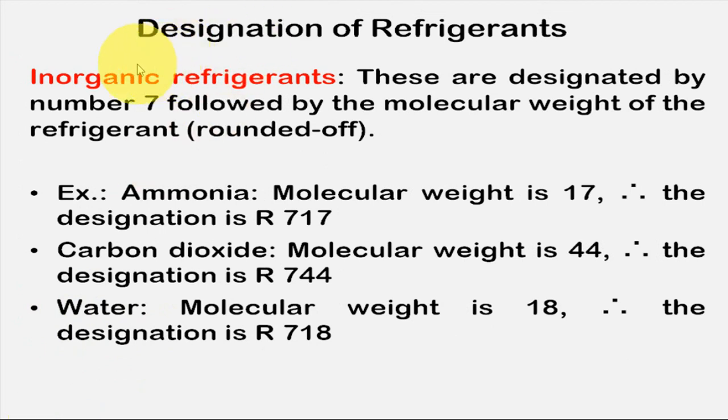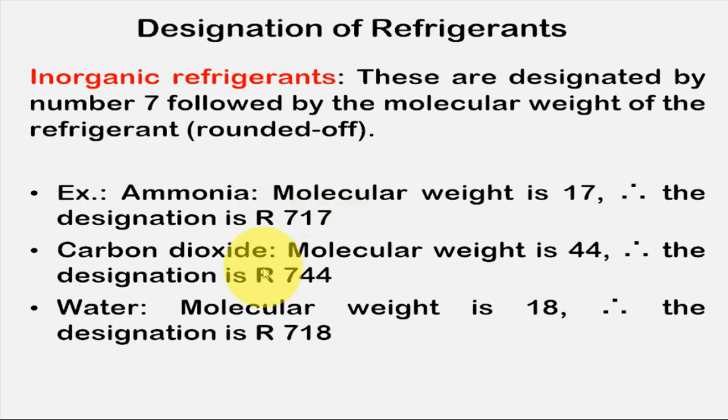Now the next category of refrigerants is inorganic refrigerants. These are designated by the number 7 followed by the molecular weight of the refrigerant. For example, take ammonia, whose chemical formula is NH3. The molecular weight of ammonia is 17, meaning 14 for nitrogen plus 3 for hydrogen, which comes to 17. So the designation for ammonia is R, then 7, then the molecular weight. So R717 is for ammonia.